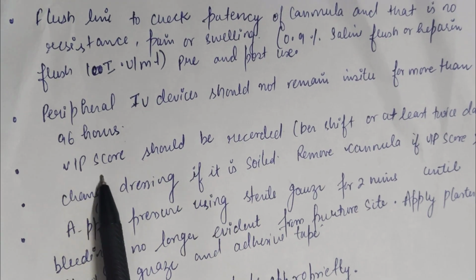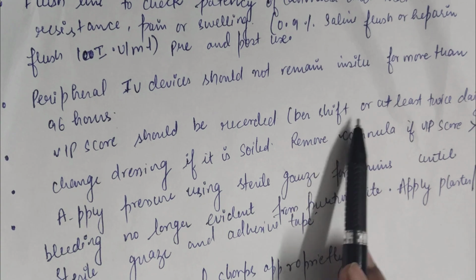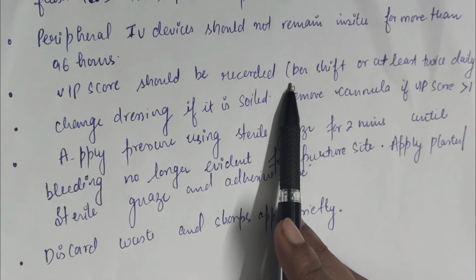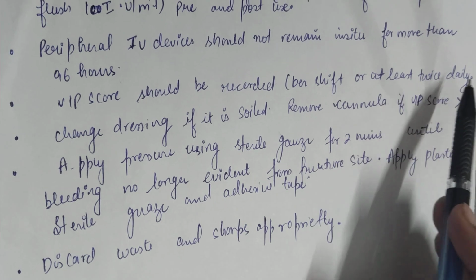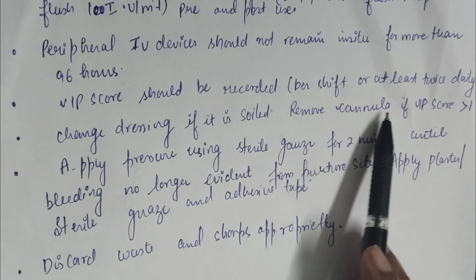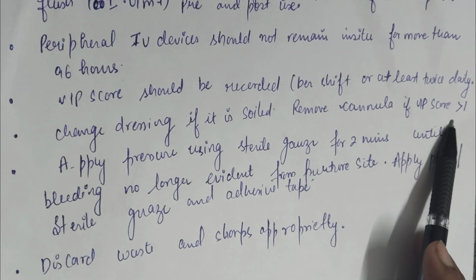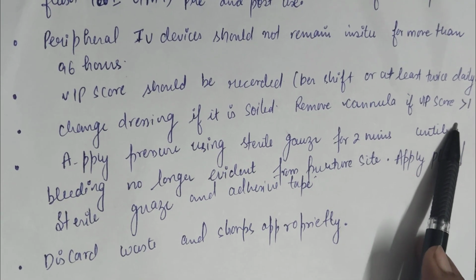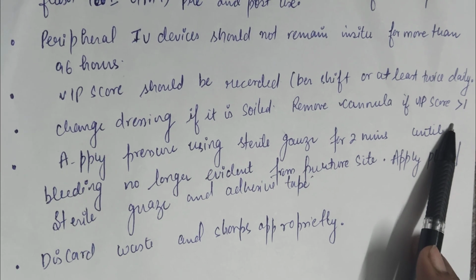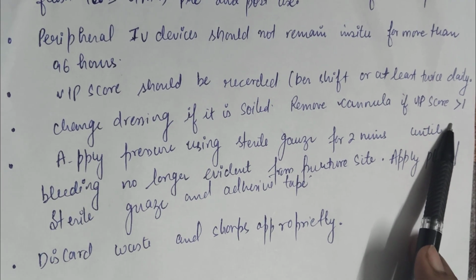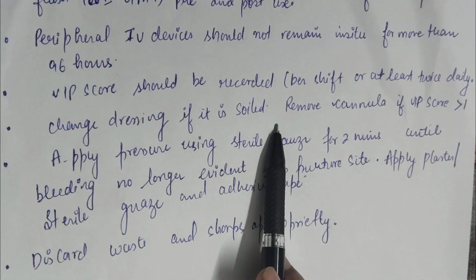Next, VIP score should be recorded per shift or at least twice daily. Then change the dressing if it is soiled, or remove the cannula if the VIP score is more than 1. If any redness appears or any swelling, pain or swelling, we can remove the cannula, or change the dressing if the dressing is soiled.